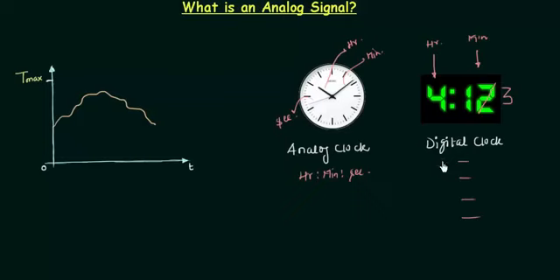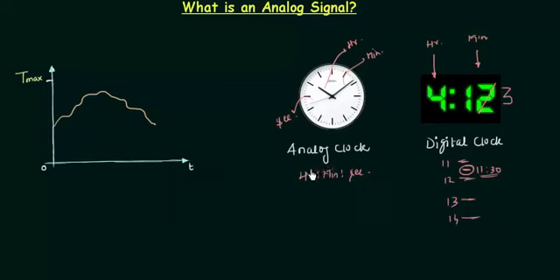Let's say this is 11 minutes, 12 minutes, 13, and then 14. Either you will be on 11 or 12 or 13 or 14. You cannot be in between 11 and 12, like 11 minutes and 30 seconds. You cannot have the value equal to 11 minutes and 30 seconds because seconds are not allowed. This intermediate level is not allowed in the digital clock.